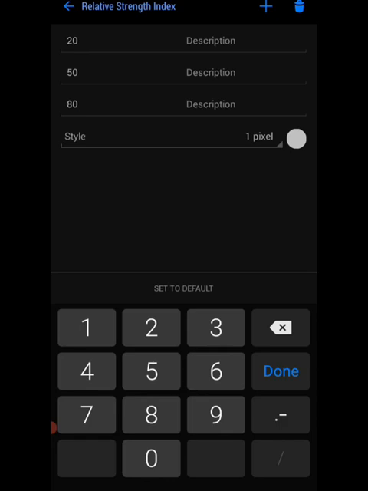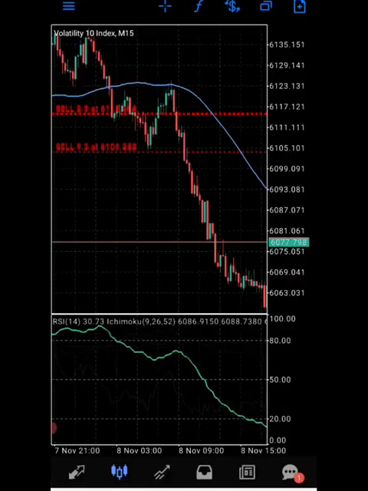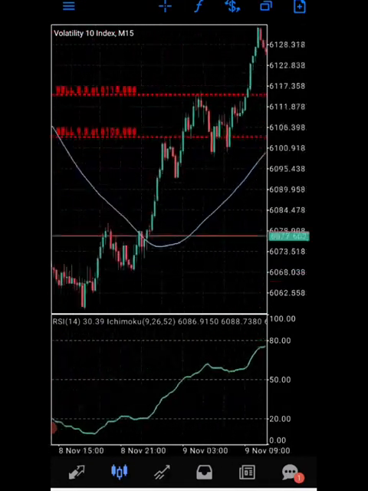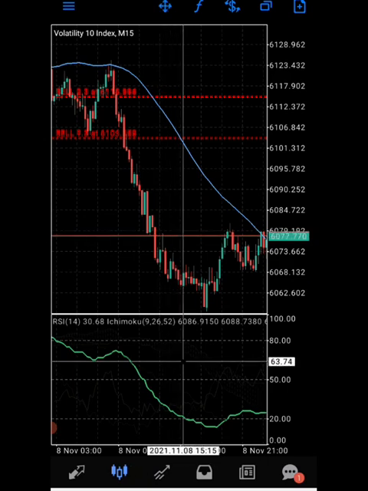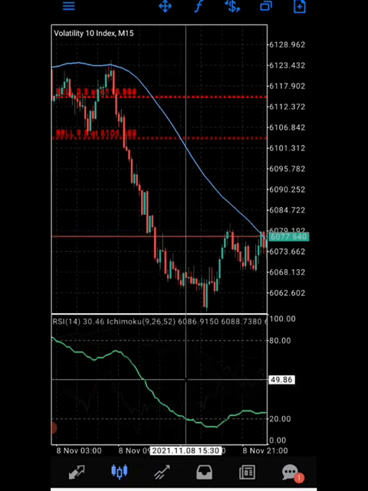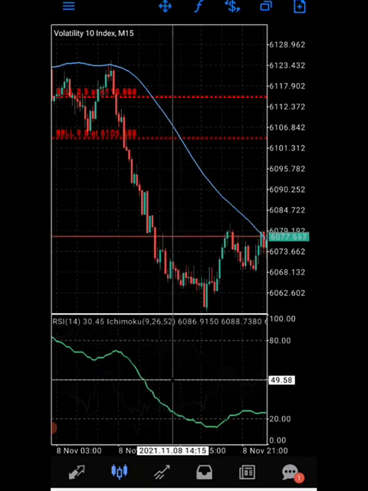It's usually the take profit if you cannot hold down to the oversold level. So that's it, guys. I go back and then I click done. So you can see now we have a midpoint 50. So you can take profit at this 50 level.